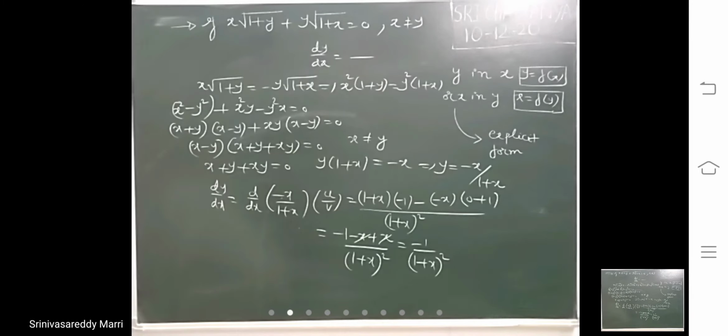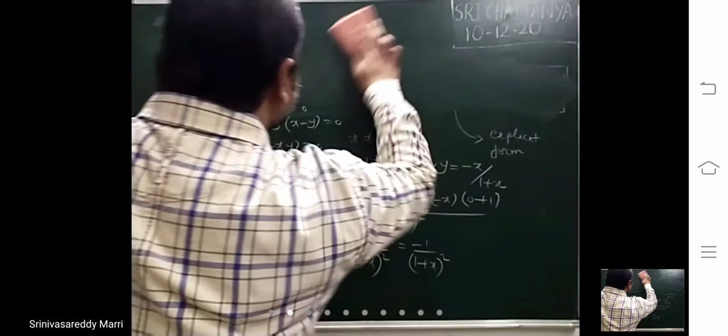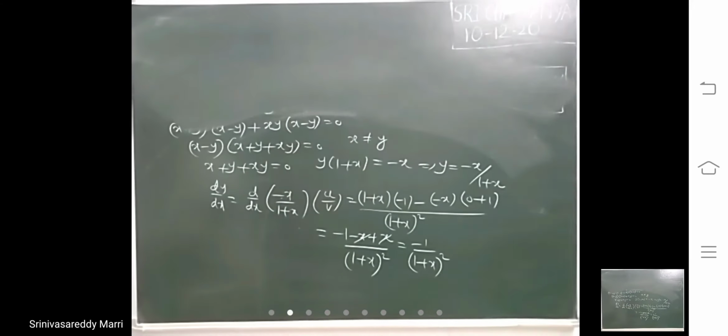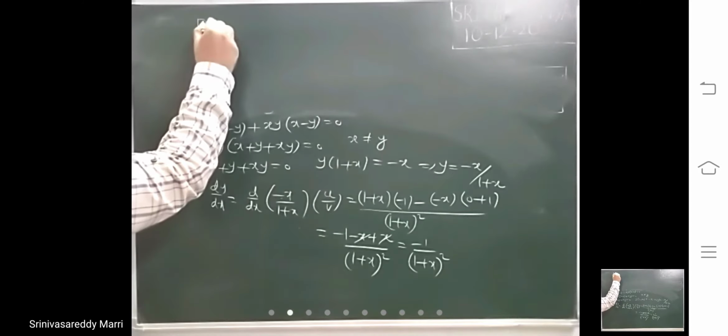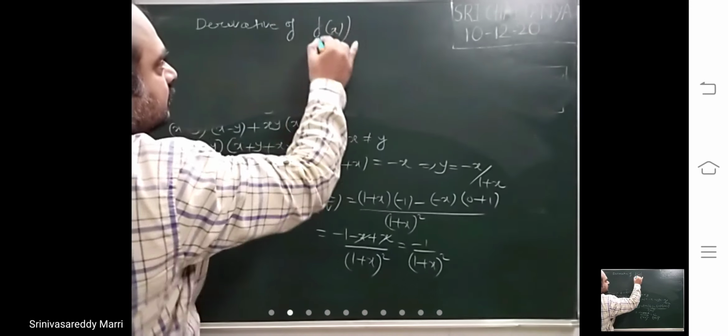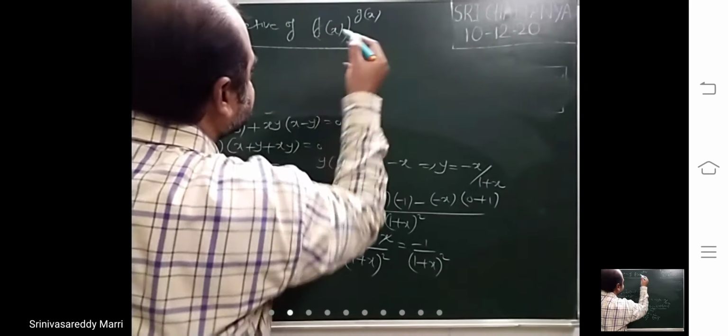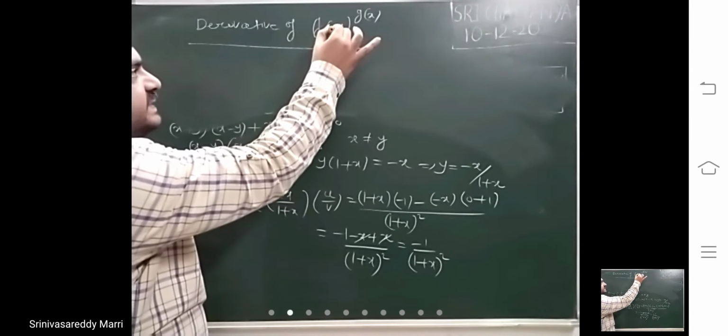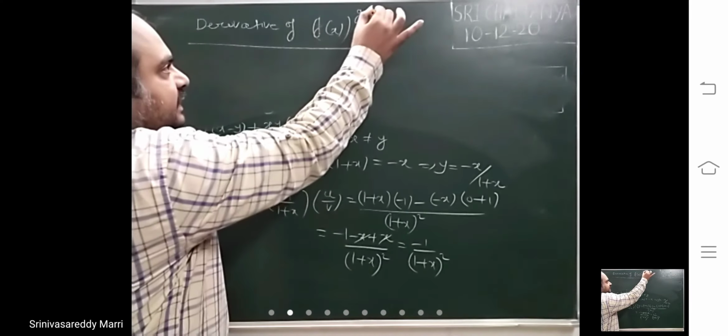Next, we'll go to the next technique. Derivative of, suppose the function is like f of x to the power g of x, that means base is variable and power is variable. This in terms of x will be there, and this in terms of x will be there.